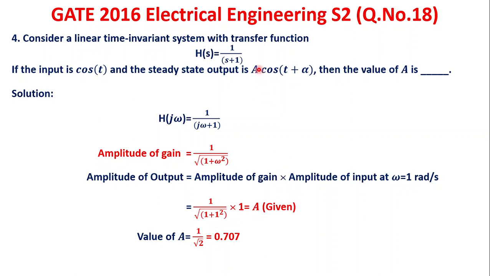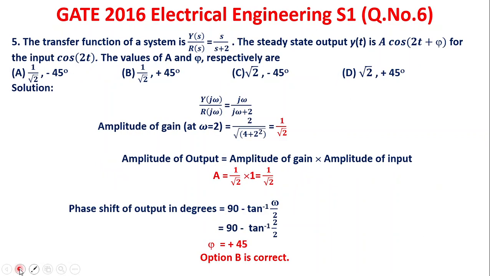So it is given that the output magnitude is A. Therefore, if we simplify, A is equal to 1 by root 2, that's all. So 1 by root 2 is 0.707. See how simple it is. So let us move on to the last problem.